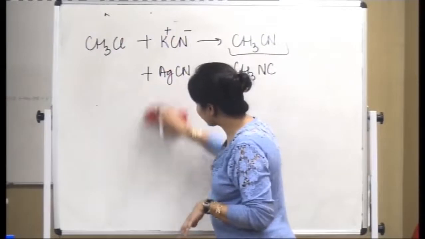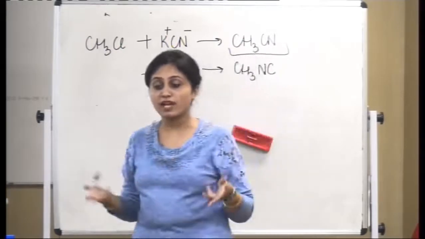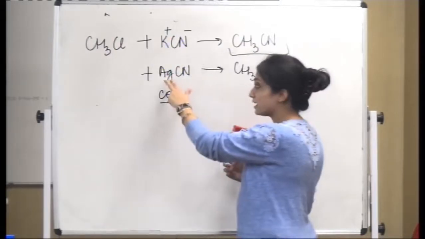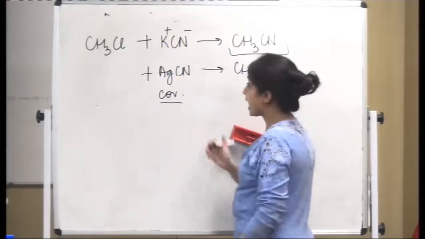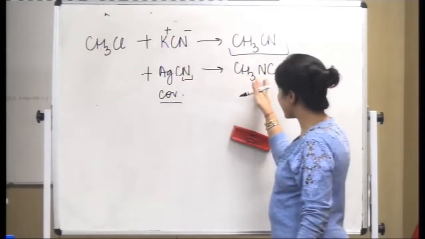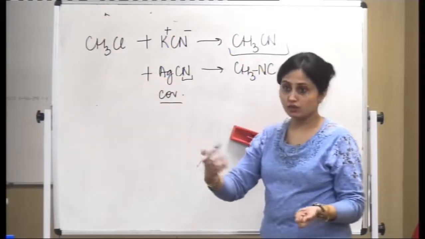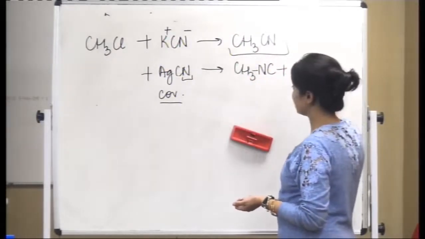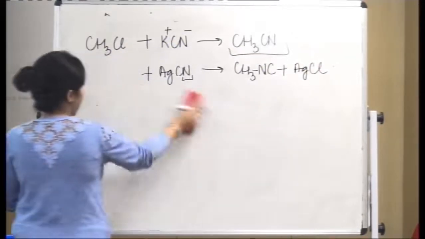Whereas in case of AgCN, this is covalent in nature, and covalent bonds are generally where you have sharing of electrons to form the bonds. And here, if sharing of electrons is happening, that means CN is not free to move, and N is the only center which is free for attachment. So once N gets attached, it is only then that the rest of the Ag plus is cleaved. So what you have is CH3NC plus AgCl. That way you get isocyanide here.